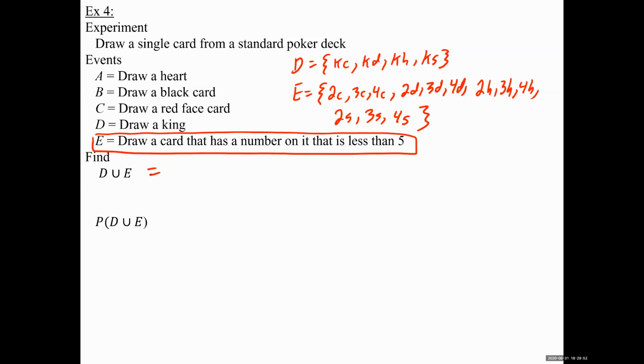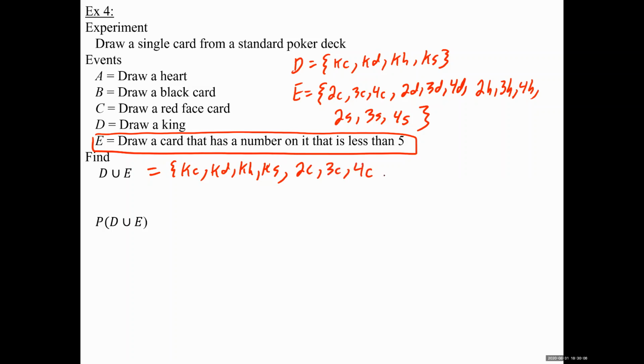So we have to put them all together in one big list. So you just list them all together. So this is going to be king of clubs. So I'm just listing everything. King of clubs, king of diamonds, king of hearts, king of spades. Okay, and then the 2 of clubs. You just make the whole list.